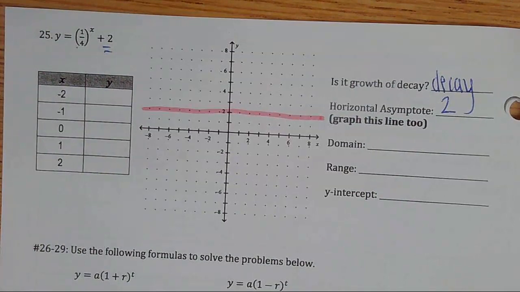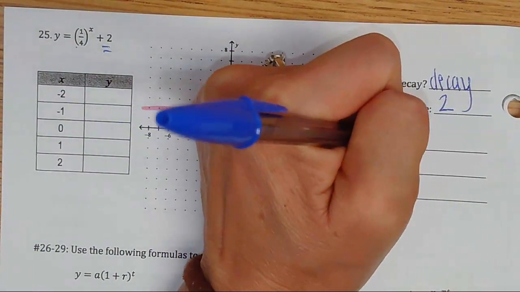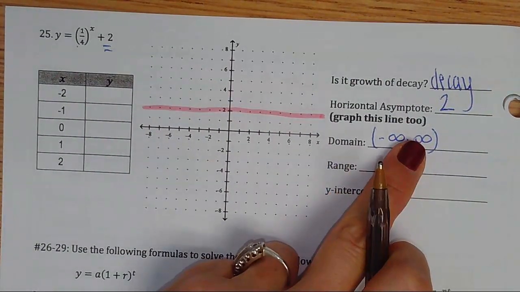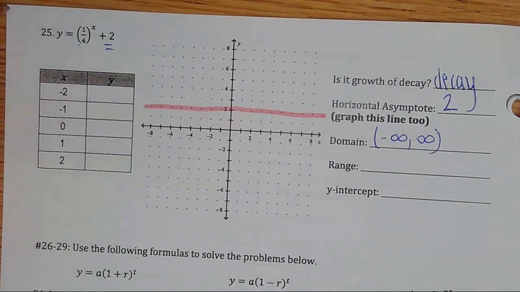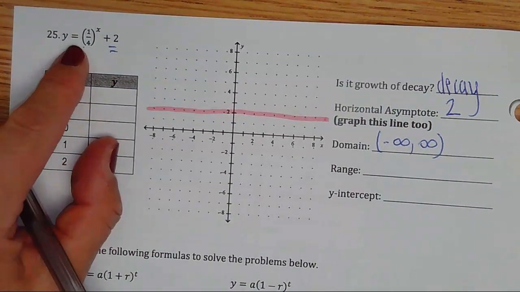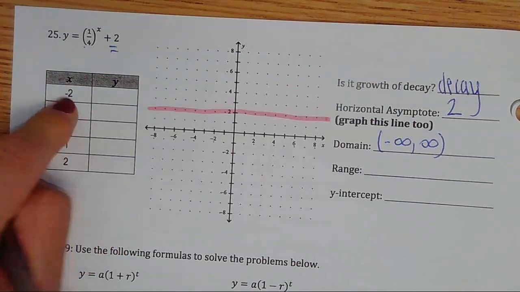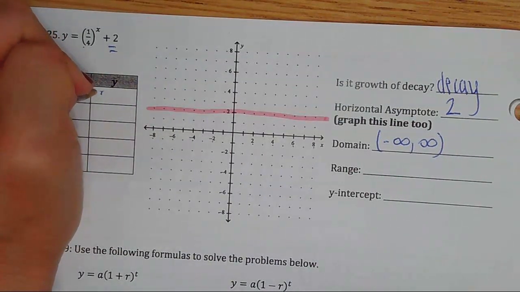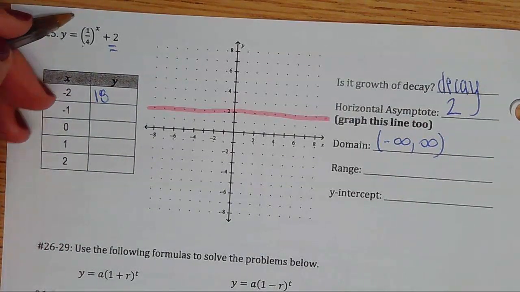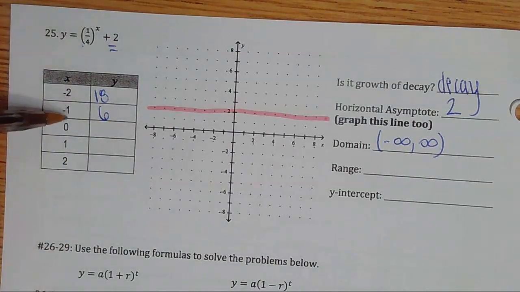What is my constant? Right, my domain, well, hopefully by now you're realizing that it's always all real numbers, negative infinity to positive infinity. And we're going to start graphing some of these bad boys. So 1/4 to the negative 2 is 16, but then you add the 2 and you get 18. All right, negative 1 is going to be 4, plus 2 is 6, 0.